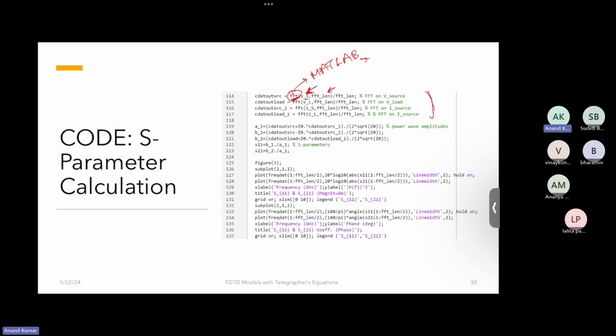If you do not provide this, MATLAB will automatically use the length of the data which you have given and pad zeros to make it of the form 2 power n. But we are explicitly giving the length of the FFT, and then you divide by the FFT length value to normalize it. So this is how you perform FFT on the data. And we do this for voltage at source, voltage at load, current at source, and current at load.